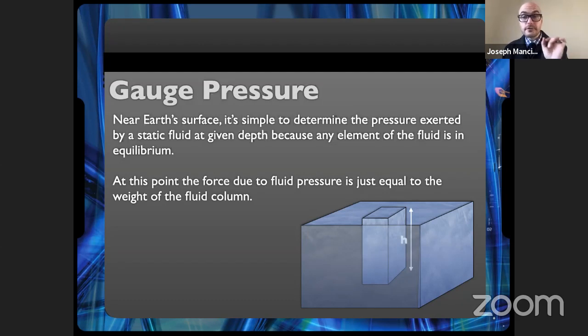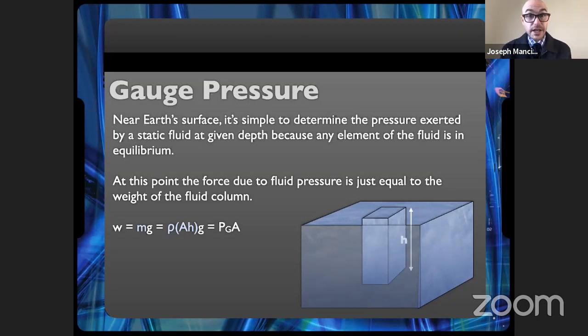At the bottom of that column of fluid, the force due to the fluid pressure is just equal to the weight of the fluid column, just like that box on the table. The force the box exerted on the table was equal to the box's weight. So here we see a box of fluid, and the force it exerts on the bottom of that box is equal to its weight. Well, weight is mass times gravity. Mass is density times volume. Volume is area times height. So we do a little algebra, and you'll see there's a rho times area times height times g in there.